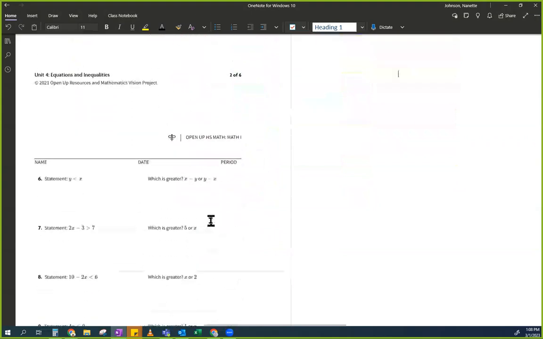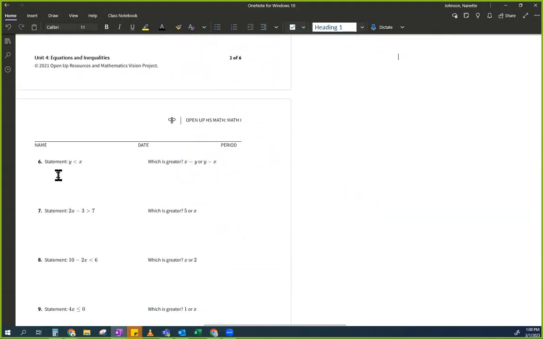Okay, who is greater? Now, Y is less than X. Which is greater: X minus Y or Y minus X? Dun, dun, dun. You guys are like, what?